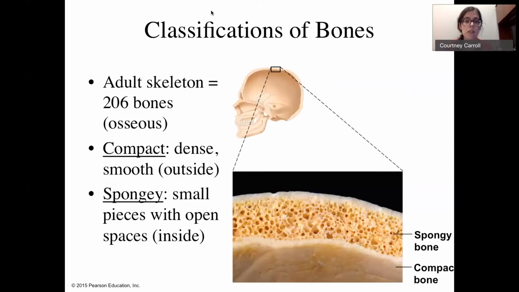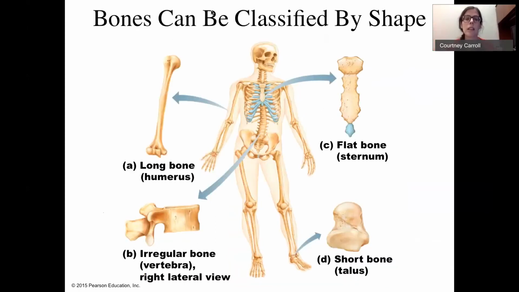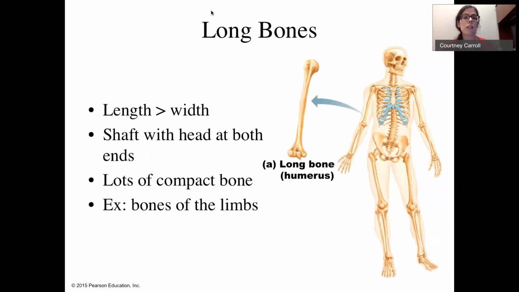in our bones. Compact bone, which is dense and smooth and traditionally is on the outside of bones, and on the inside we're going to see spongy bone, also sometimes called trabecular bone, and this is small pieces with lots of open spaces. Bones can be classified by their shape, just generally looking at them, and we have 4 major classifications that way. Long bones is what we're going to focus on for this class.